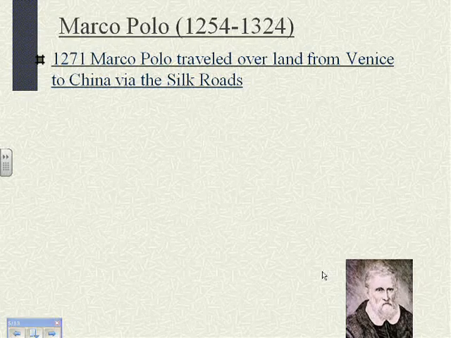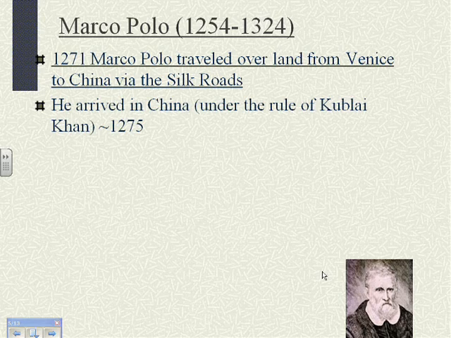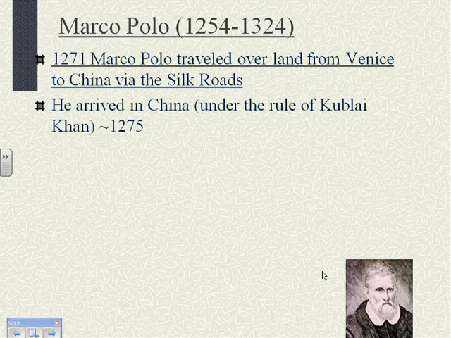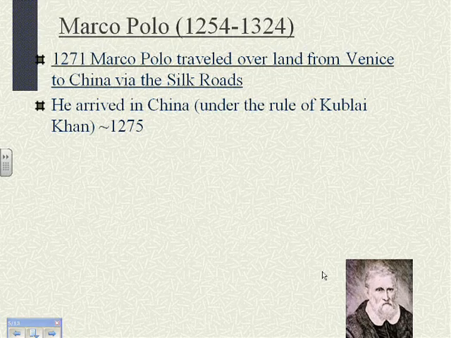Now, the Silk Road is not one road that goes from Europe to Asia. It was actually a series of roads that went to various places depending on where you wanted to trade. And so he arrived in China, and China was under the rule of Kublai Khan at the time, who's actually a Mongolian. So China wasn't actually being ruled by the Chinese at the time. And he arrived around 1275.